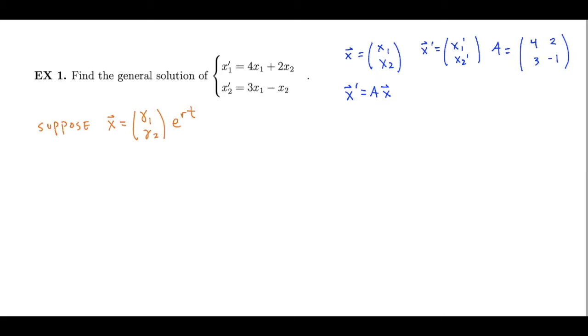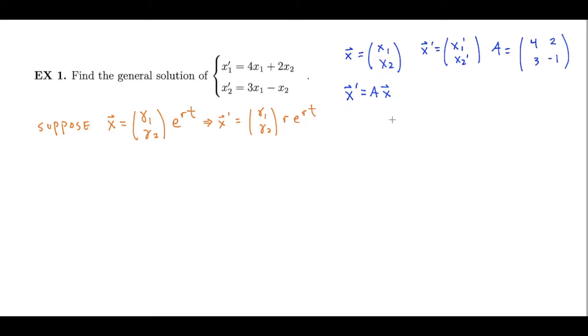Now, to enact the method that we just described, I'm going to suppose that my solution is actually an exponential function with individual coefficients on each of the components. So x1 is equal to gamma 1 e to the rt, and x2 is equal to gamma 2 e to the rt. That, of course, implies that the vector x prime will equal this same coefficient vector, because when I take a derivative, the coefficient is unaffected. And as always, when I differentiate e to the rt, I'll get r e to the rt.